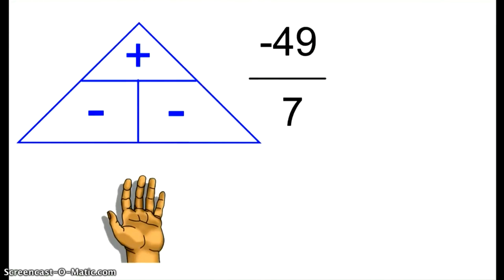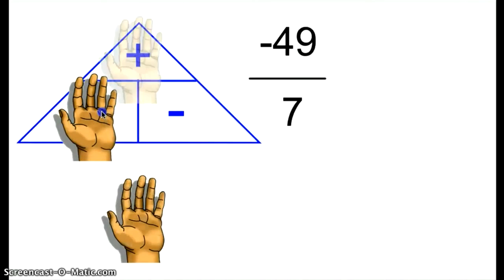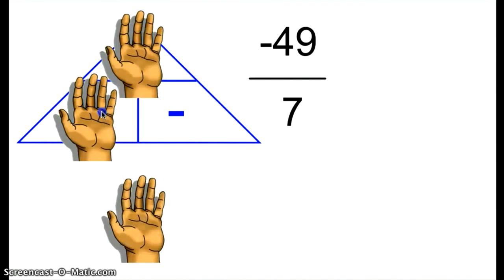-49 divided by 7. I'm going to cover up a negative for my 49 and a positive for my 7. So my answer is going to be negative, and 49 divided by 7 is 7. So my final answer is -7.